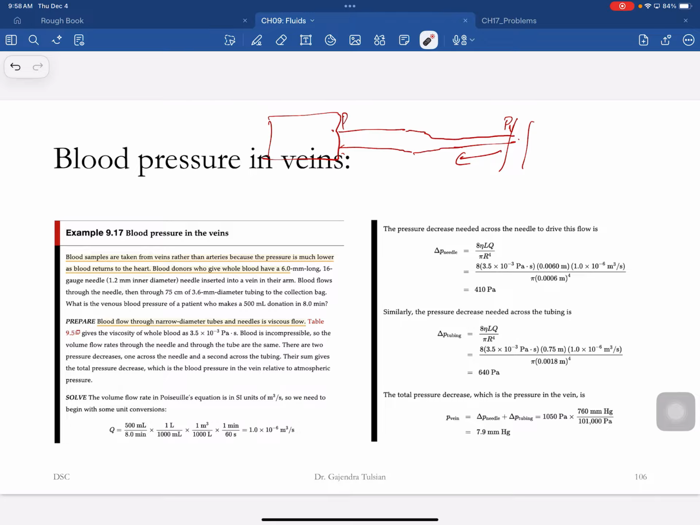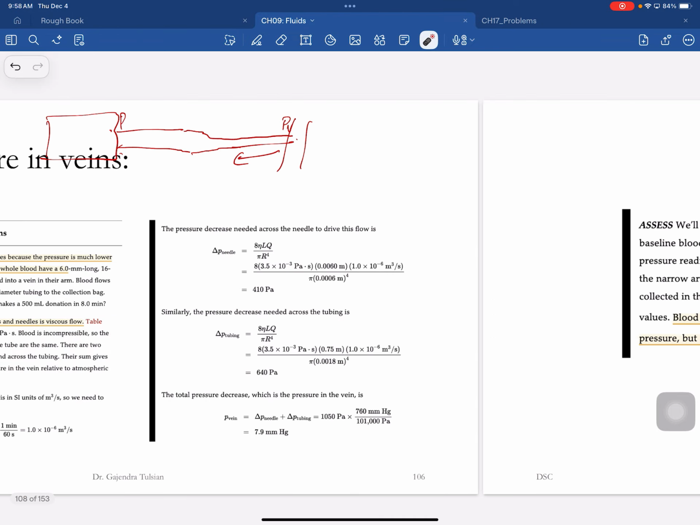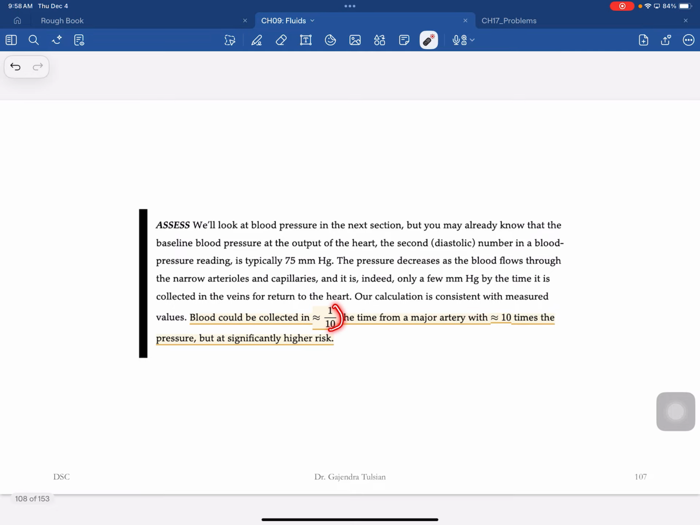Except that when you pull out that needle, what you'll have is a fountain. So yes, blood could be collected in 1/10 the time from a major artery. But you have a higher risk. There is no room for error there.